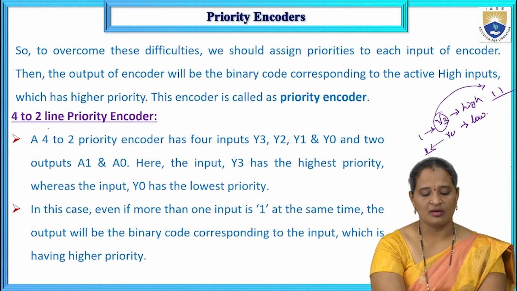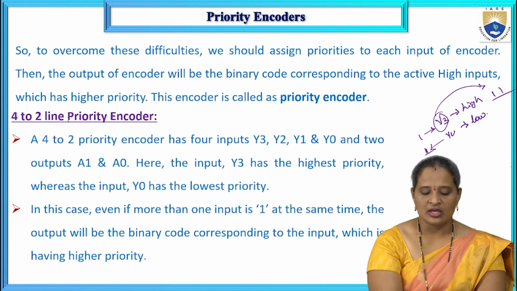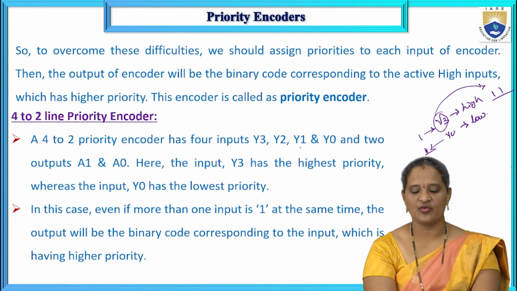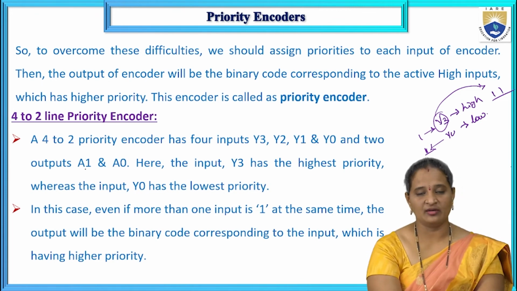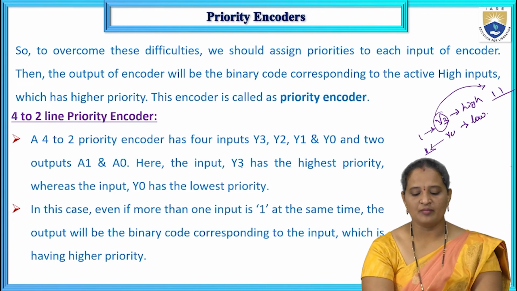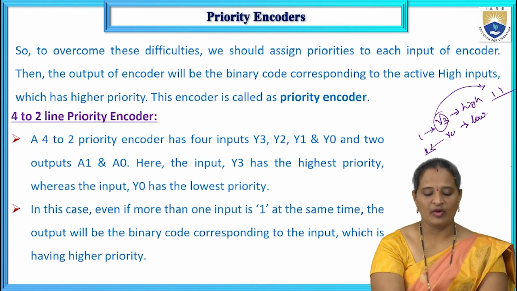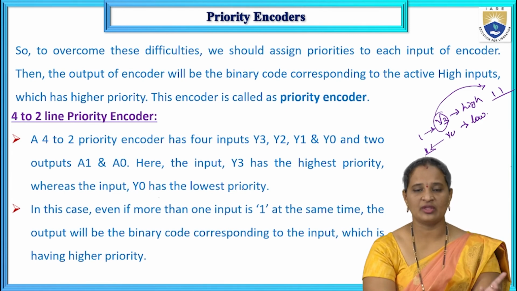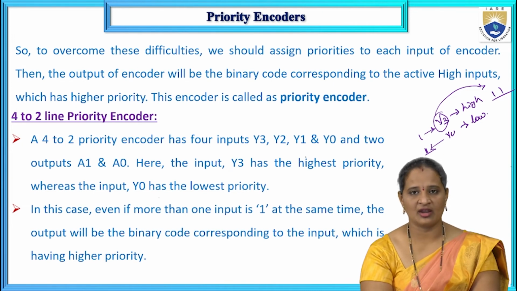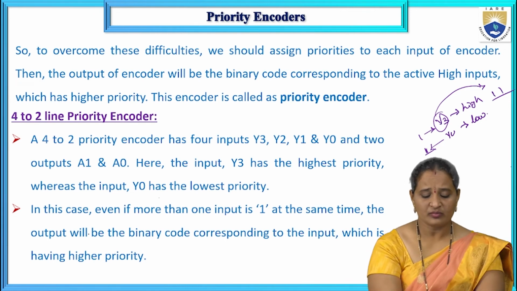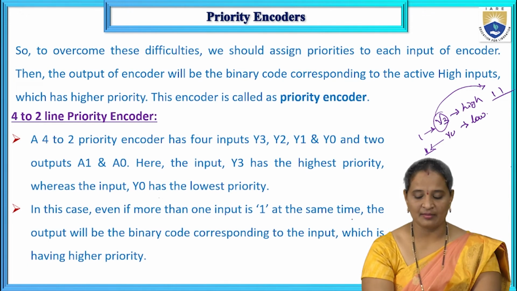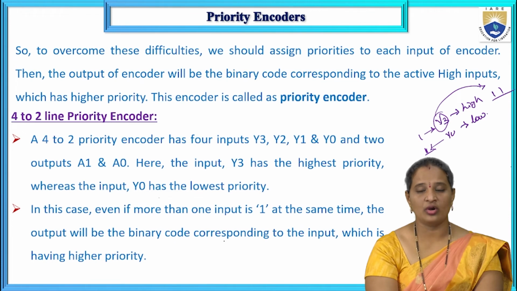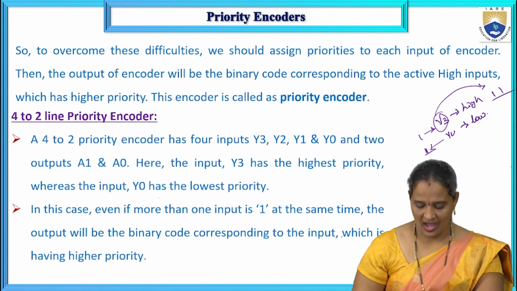So let us see the 4 to 2 line priority encoder. It has 4 inputs, similar to the 4 to 2 normal encoder, and 2 outputs, again A1, A0. Here the input Y3 has the highest priority, whereas Y0 has the lowest priority. As I told you, each input line is assigned a priority. In this case, even if more than one input is enabled or high at a time, the output will be the binary code corresponding to the input which has the highest priority.